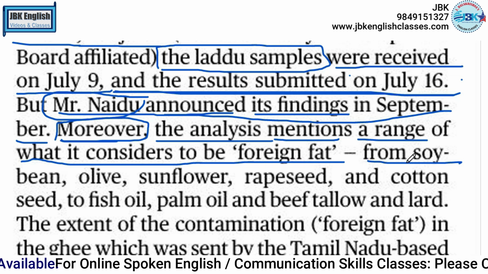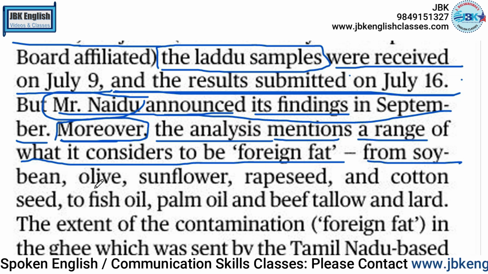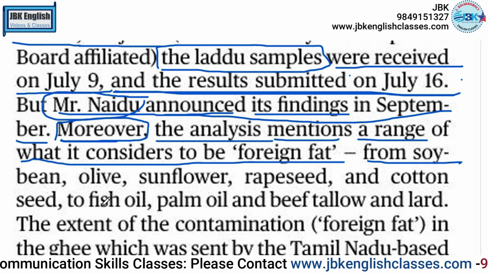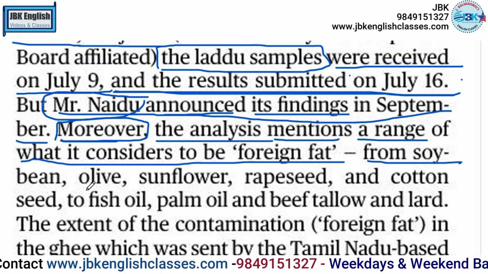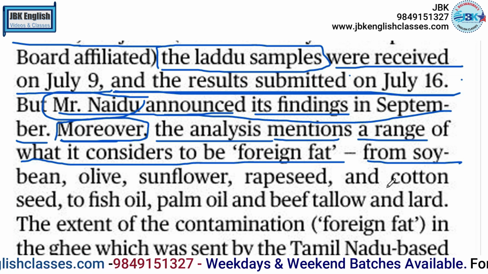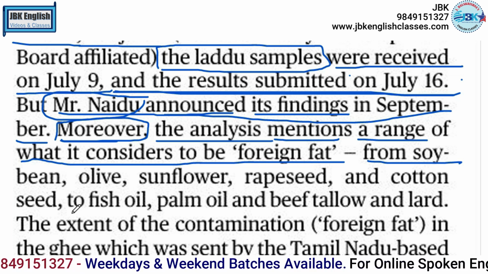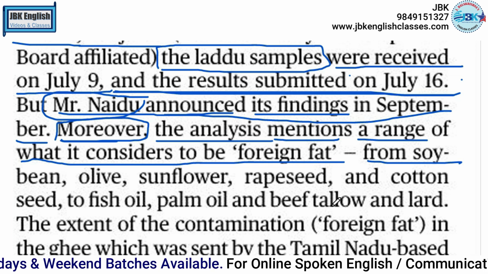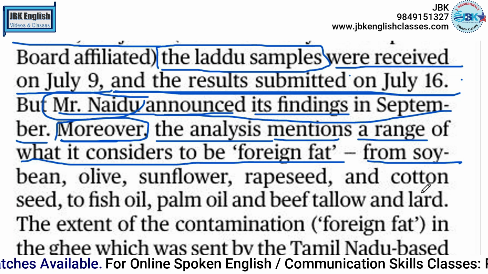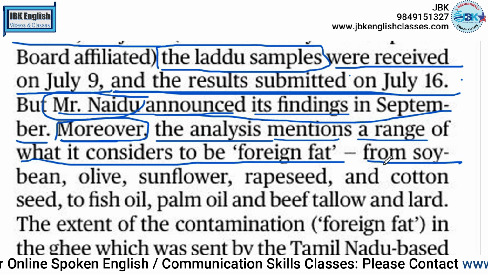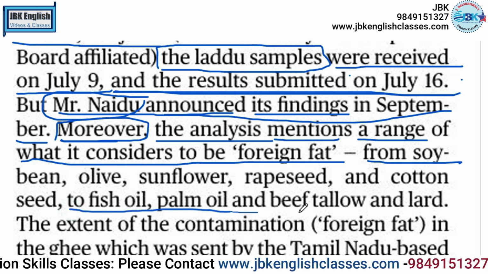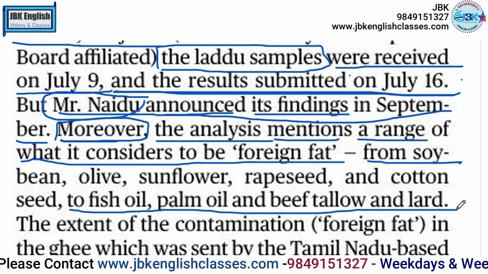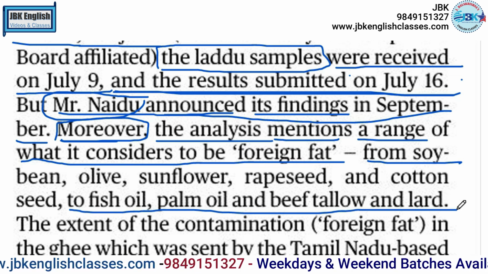One word from has been used and all these items, then to fish oil, from beginning to ending. That is from soybean, olive, sunflower, rapeseed and cottonseed to fish oil, palm oil, beef tallow and lard. So beginning and ending, this is prepositional phrase from. This is prepositional phrase to fish oil, palm oil and beef tallow and lard. This is the analysis of the ninth sentence.